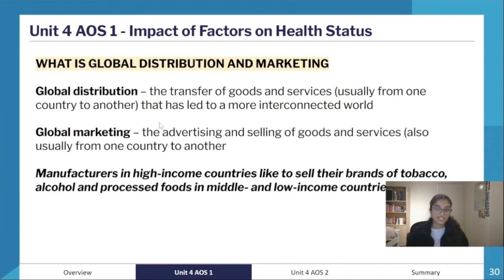Manufacturers in high-income countries sell their brands of tobacco to middle and low-income countries. That might seem a bit confusing, but it's due to low and middle-income countries having much less regulation than high-income countries do. This is more of a recent thing. Back in the day, it was much more targeted to high-income countries, whereas now, because high-income countries have lots of laws, middle and low-income countries are being targeted for their marketing.